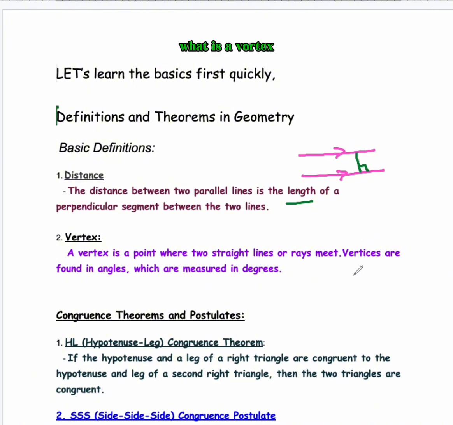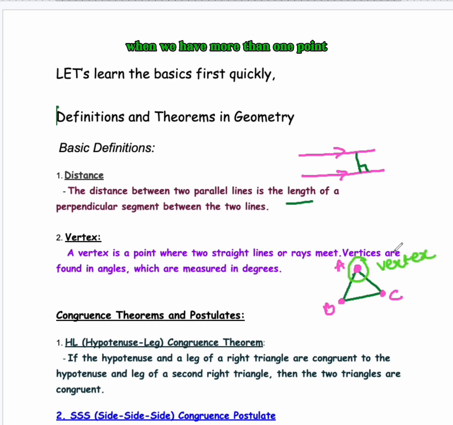What is a vertex? A vertex is the point where two straight lines or rays meet. So in this case, we have the vertices as A, B, and C. A vertex is a singular point. If we have just one point, it's called a vertex. When we have more than one point, they are called vertices.